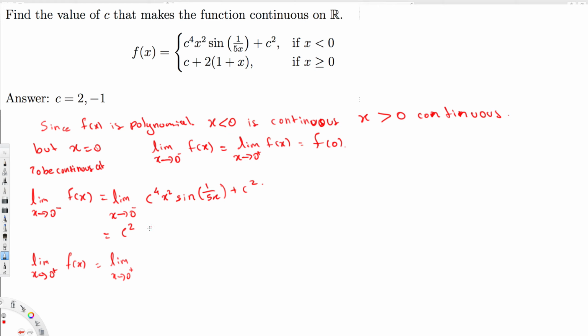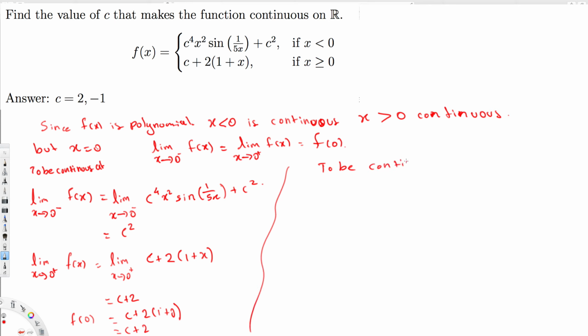Then we can put c plus 2 times (1 plus x), which is equal to, now I substitute 0 for x. If I substitute, it's going to become c plus 2. And if you substitute for f of 0, it's the same equation. It's going to be the same thing because c plus 2 times (1 plus 0) is going to give the same answer, c plus 2.